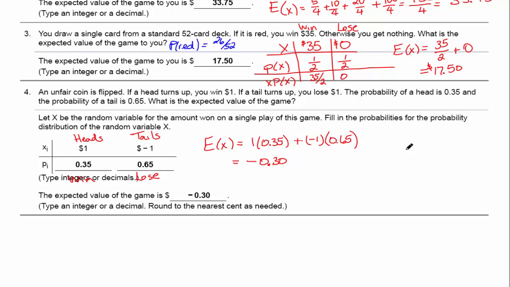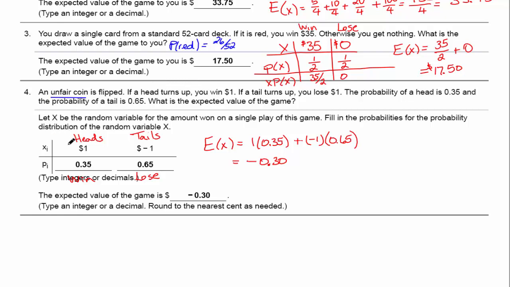In question 4, we have a coin. If it turns up heads, I get $1, and if it turns up tails, I lose $1. They tell me the probability of heads is 0.35 and the probability of tails is 0.65. You may say, well, I thought it's supposed to be half and half. Well, this was an unfair coin.